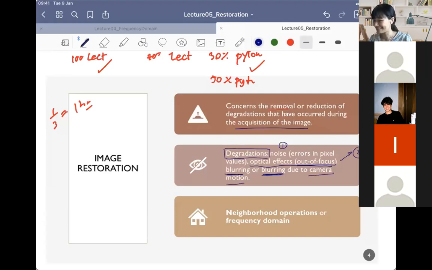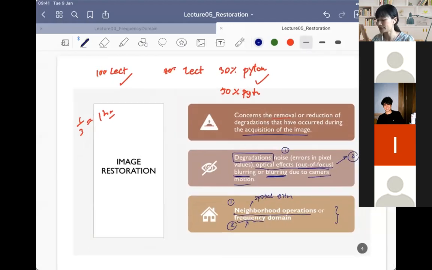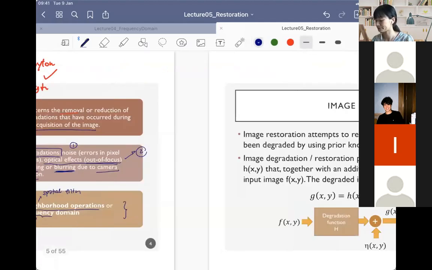So how do you fix it? In this chapter, we will talk about two components. First, we will fix it with the neighborhood operation, which is similar to spatial filtering in the spatial domain. Another one is that we are going to work with the frequency domain again. How do we recover or restore an image using the frequency domain? That is all about this chapter.